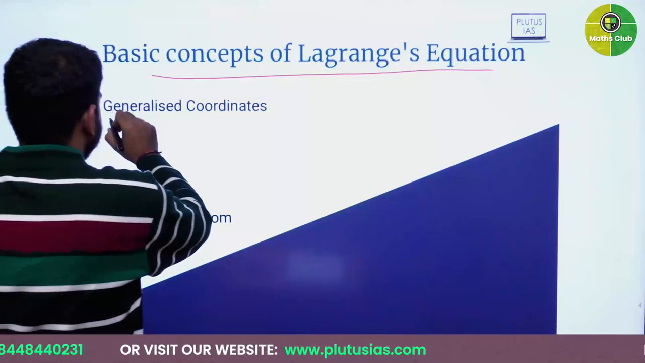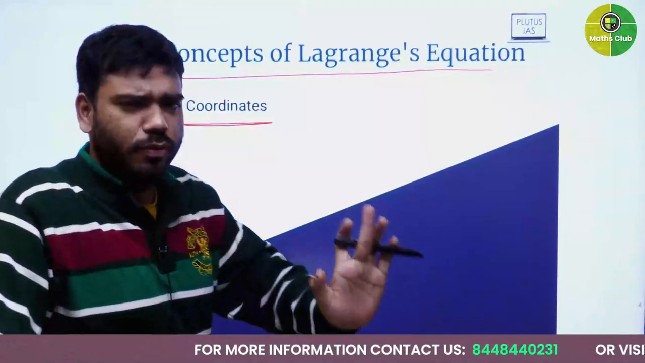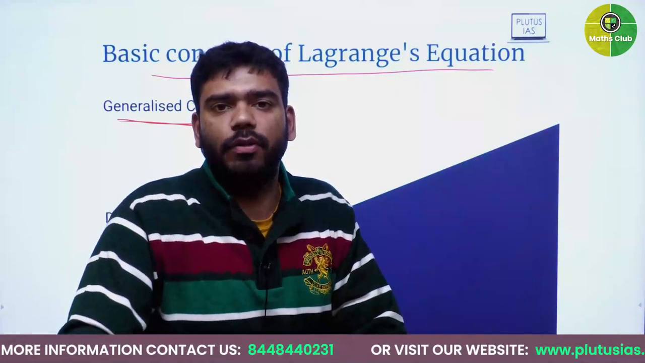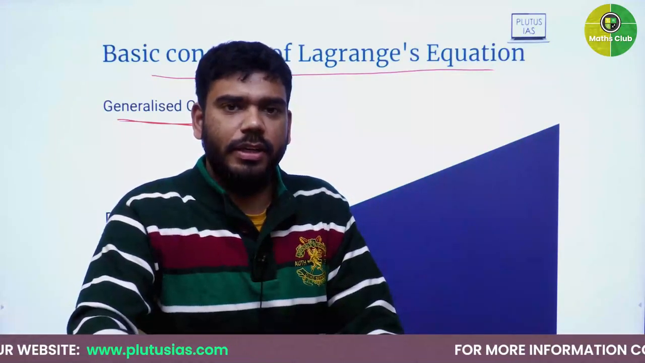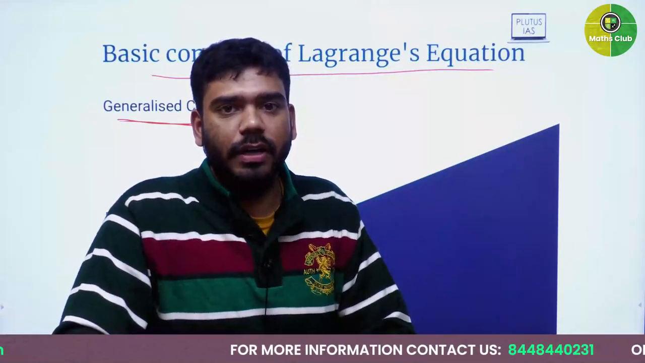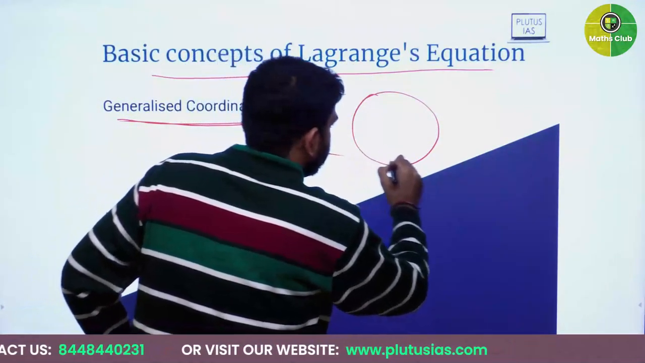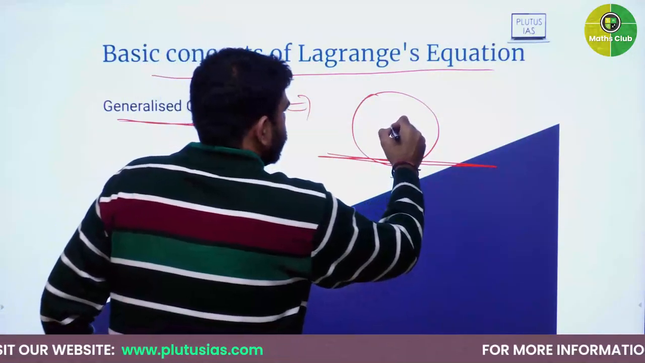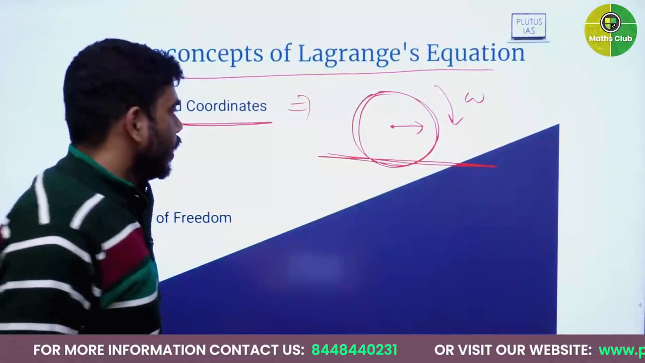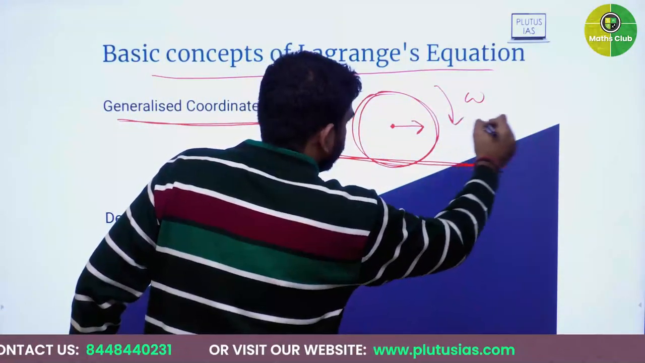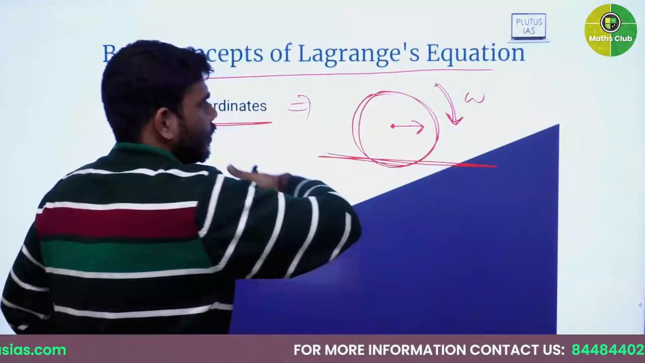So, basic concepts of the Lagrangian equation. The first thing, also mentioned in the syllabus, is generalized coordinates. Generalized coordinates mean any set of coordinates which are mutually independent of each other, right? Coordinates whose variation, whose parametric change, is completely independent from one another are generalized coordinates. For an example, just imagine we have a wheel rotating on a plane surface. It has an omega motion, a circular motion, and the center of mass of the wheel moves in the horizontal direction in a uniform way, while the complete wheel rotates.